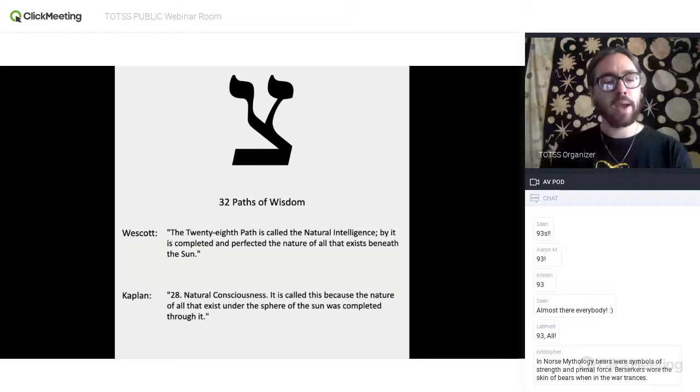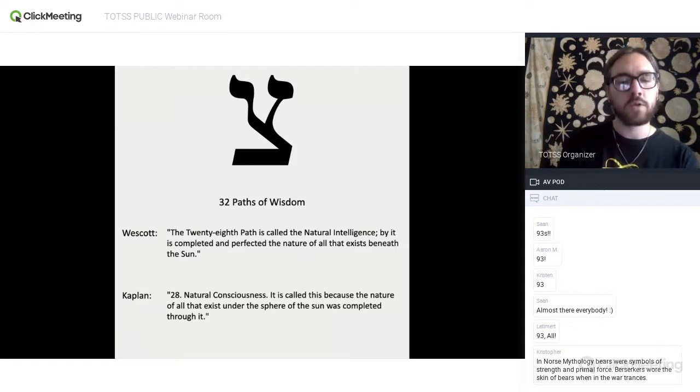So we're at the 28th path. And so Westcott gives, the 28th path is called the natural intelligence. By it is completed and perfected the nature of all that exists beneath the sun. And Kaplan gives 28, natural consciousness. It is called this because the nature of all that exists under the sphere of the sun was completed through it. So some of this idea of completion and the completed nature of things, I think, has a connection to some of the meanings of Tzaddi. It's maybe not one of the more obvious ones, but hopefully we'll see that as we go through.